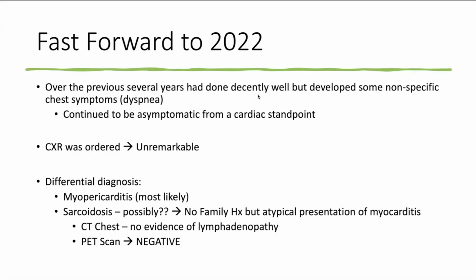And then given that she was having recurrent episodes of this myocarditis type picture with chest pain and an elevated troponin, there was a question of whether or not she had sarcoidosis because of the recurrent episodes of this inflammatory syndrome. So she went on to have a CT chest, which didn't show any evidence of lymphadenopathy, and then a PET scan, which was also negative for sarcoid. So nothing suggestive of that.